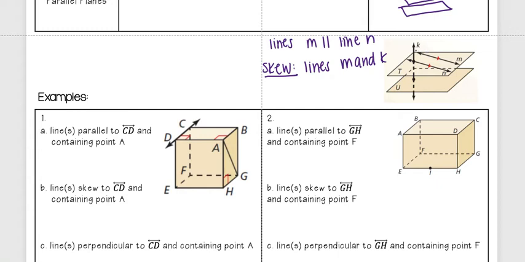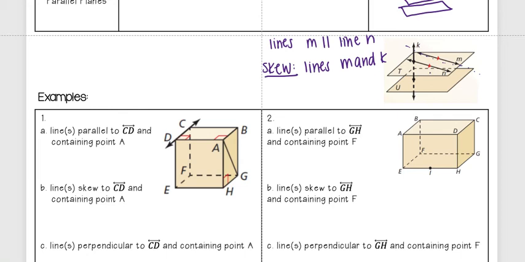And so I see they're not on the same plane. K is going up and down and M is on plane T. But I see that M doesn't intersect K. K is going to go forever up and down, and line M is going to go forever this way and that way. So they don't intersect, but they're also not parallel, as we can see in the picture.